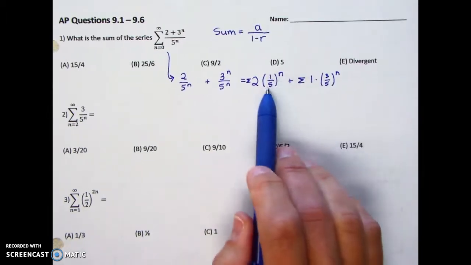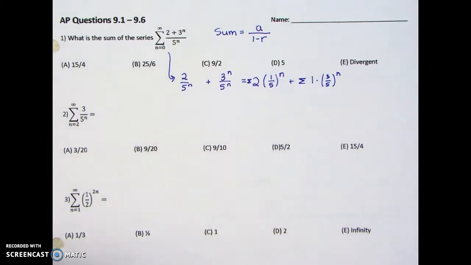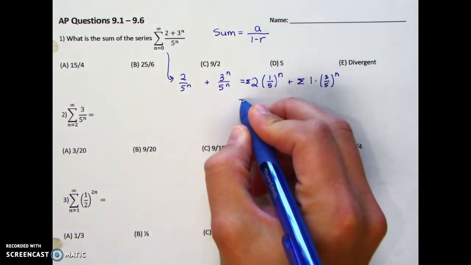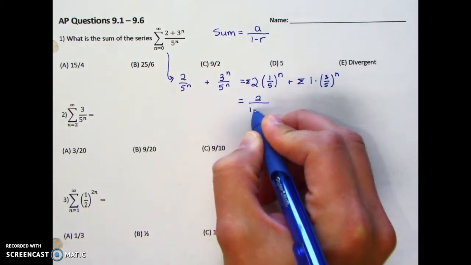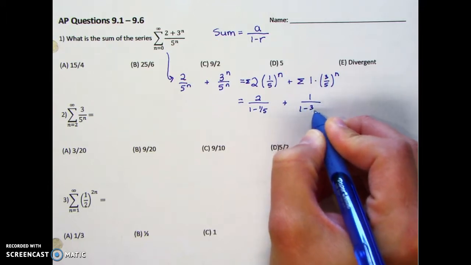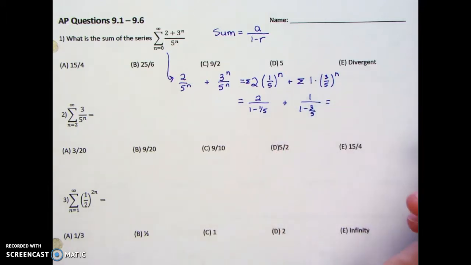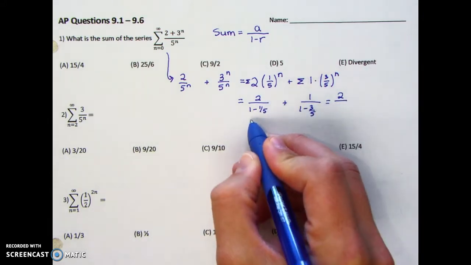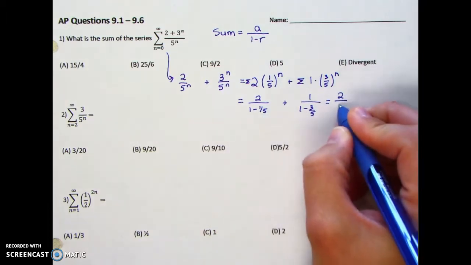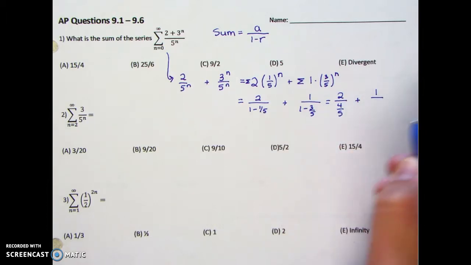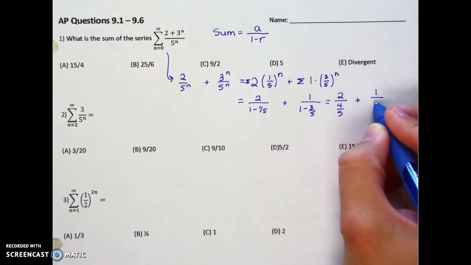You see the ratio is both less than 1, so it will converge if r is less than 1. So since they converge, we can find the sum. So the sum of this will be 2 over 1 minus 1/5 plus 1 over 1 minus 3/5. Okay. 2 divided by, now 1 is 5/5, so 5/5 minus 1/5 is 4/5, plus 1 over 1 minus 3/5 would be 2 over 5.